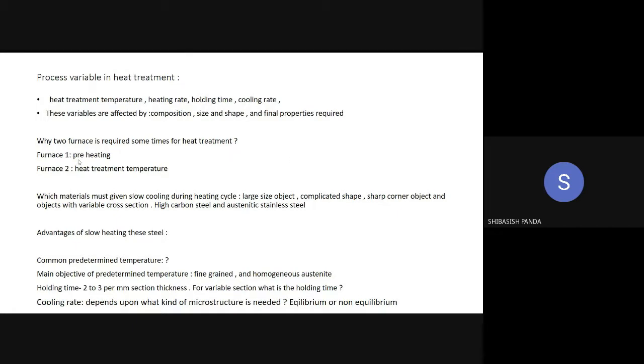But the question now is why two furnaces are essential sometimes. Two furnaces are essential for a few reasons. The first reason is we can prevent the oxidation of the sample. As I told you, heat treatment is a high temperature process, so high temperature oxidation and corrosion will be there. To prevent the oxidation of the alloying elements, or some particular principal alloying elements, we have to use two different furnaces for heat treatment.